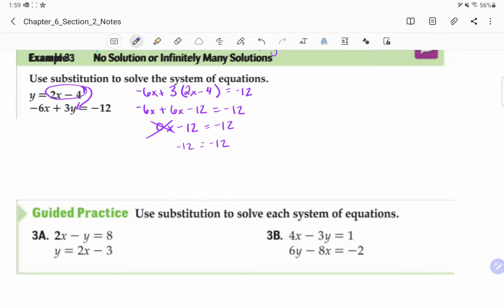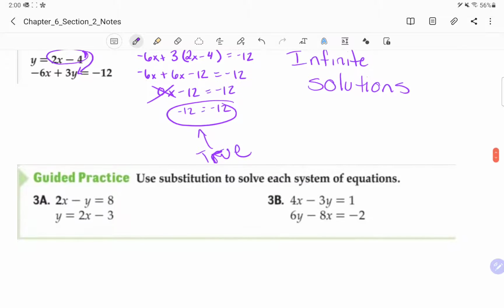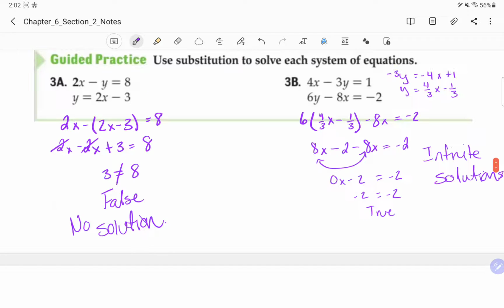That means it doesn't matter what x and y value we plug in, we're going to get a true solution. So this is a true statement, so it's infinite solutions because that is true. All right, so try 3a and 3b and see what you get.